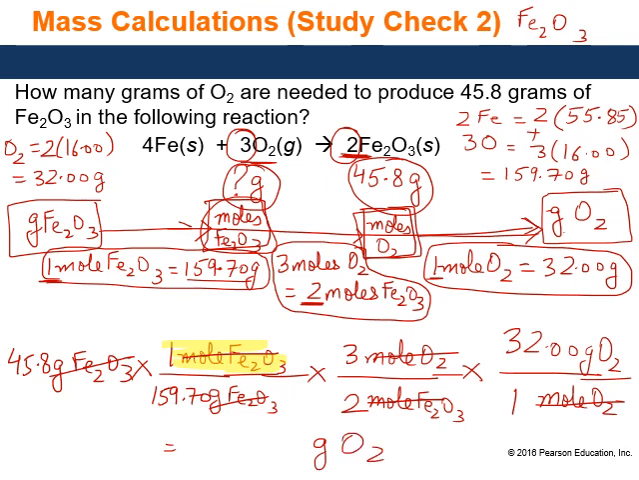Now you just plug all these numbers into the calculator. How would you plug? 45.8 multiply by 1, multiply by 3, multiply by 32. Plug all the ones on top in the numerator in one go, then divide by 159.70, divide by 2, divide by 1, and get your answer. So your final answer is 13.8 grams of oxygen. This was 3 significant figures. This is 3 significant figures.